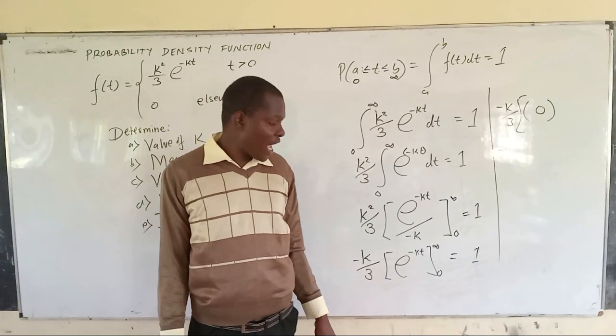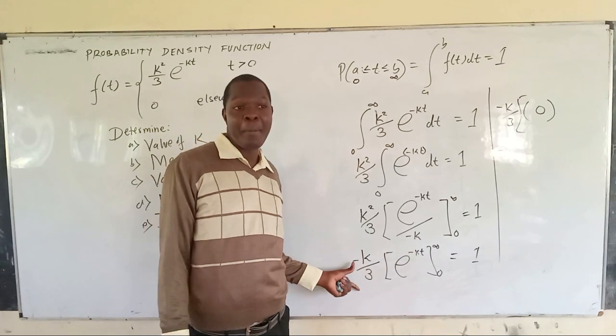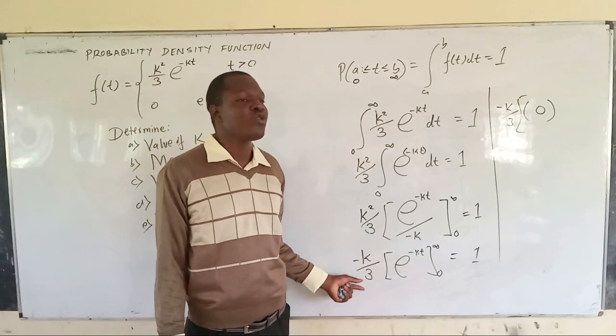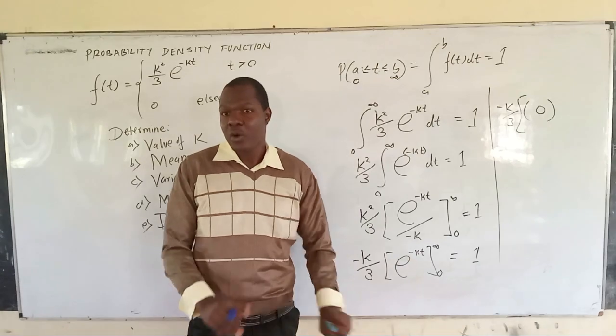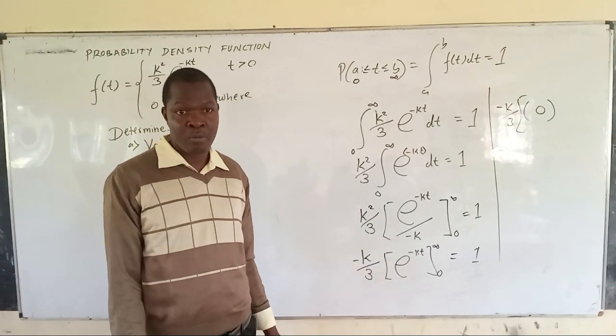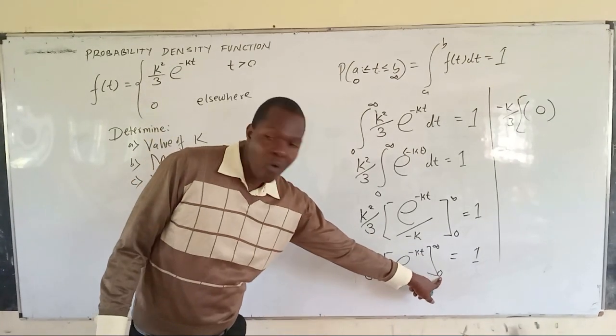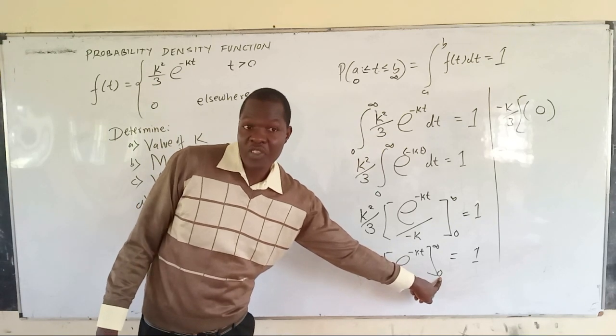Yeah, that's the best way. I don't want to introduce the issue of a limit here. Maybe limit as b tends to infinity, then we evaluate from 0 to b. We don't go into those details, okay? Then from there, what is it for the lower limit? 0, isn't it?